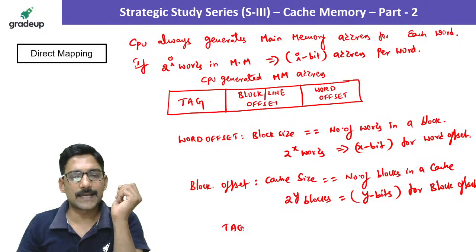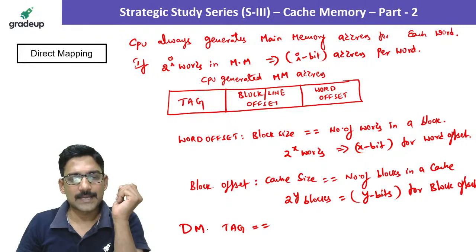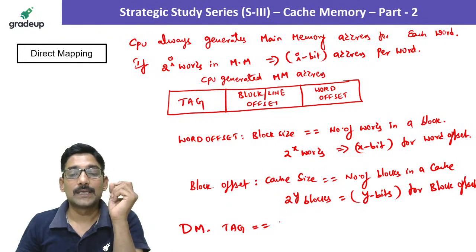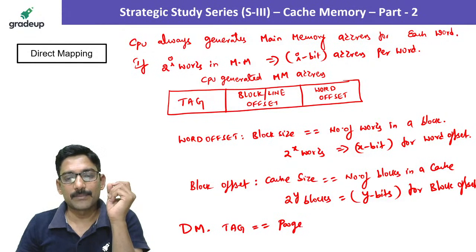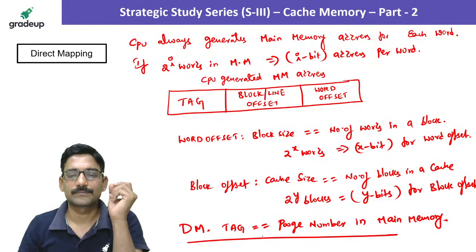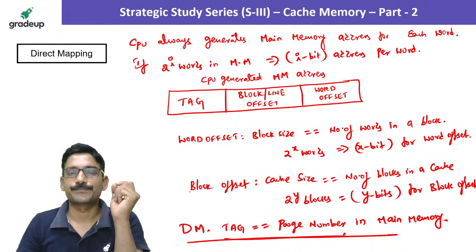What is a tag? If it is a direct mapped cache memory, it maintains the page number of main memory as a tag. What is this page number concept? Let us understand.